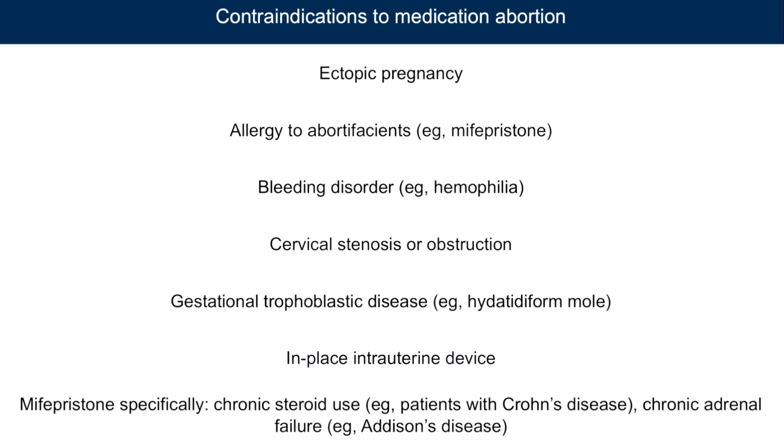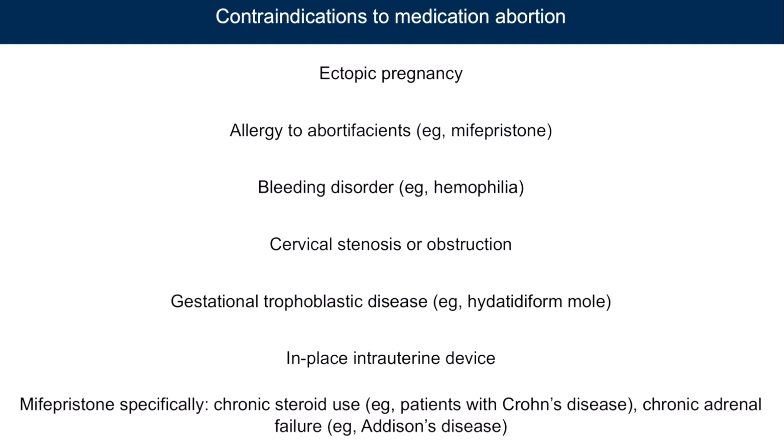Now, cervical stenosis or obstruction can prevent a complete expulsion of all products of conception, and that can lead to an incomplete abortion, and that can be dangerous. Another contraindication is gestational trophoblastic disease, for example, a hydatidiform mole. This is a tumor-like growth, and it warrants a lot more attention and care in removal than can be expected of a medical abortion, because here you're potentially dealing with cancer, and you don't want to just rely on medications expelling the cancer. You want to be more careful with this. So don't use medication abortion if you're thinking it's a gestational trophoblastic disease.